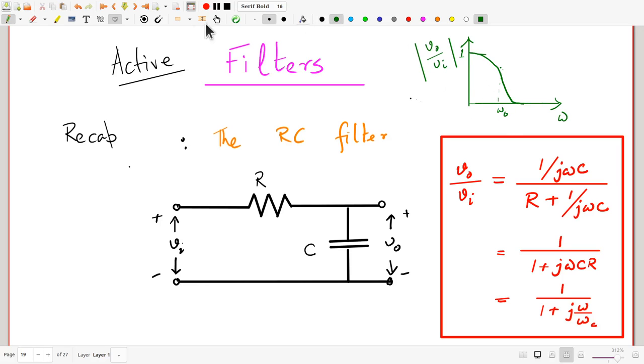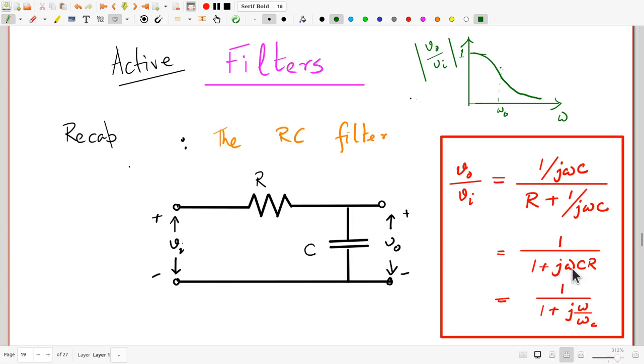Okay, this is not really a very accurate picture, and frankly, I don't expect to be able to draw a very accurate picture by using freehand techniques here, but at least let's give it an attempt. This is what the VO by VI is going to look like as a function of omega. Now, for many purposes, this may be perfectly okay, except for one thing.